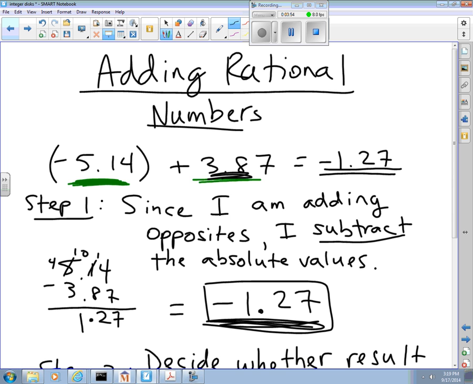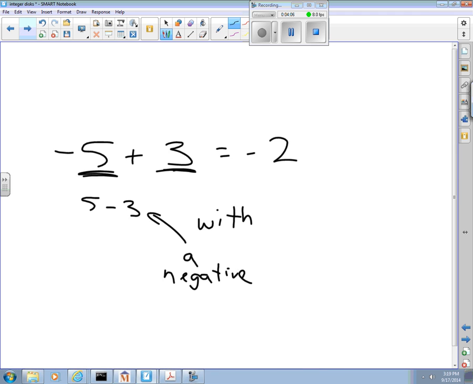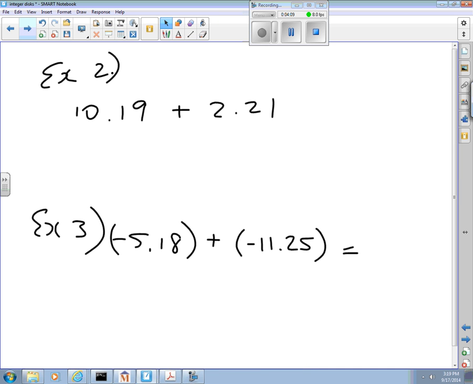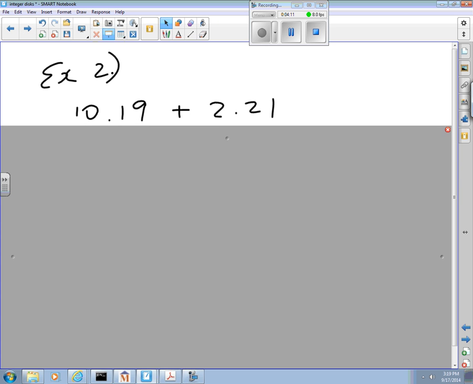This is not as many positives as this is negatives. So it makes sense that there's negatives left behind. So that's how we approach decimals when they're opposites. What about when they're not opposites? Example 2, here we'll chunk this a bit. Example 2, what if we just add 2 positives?